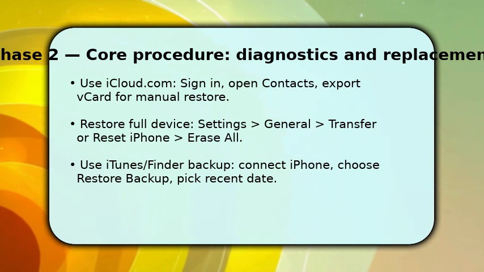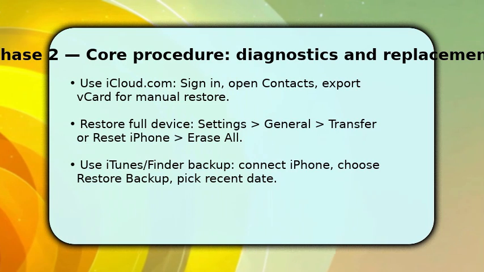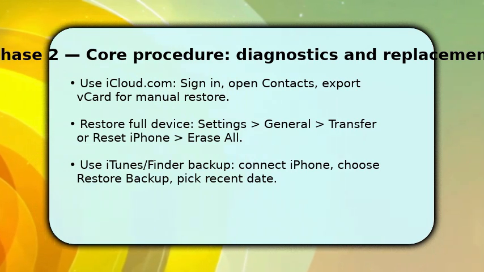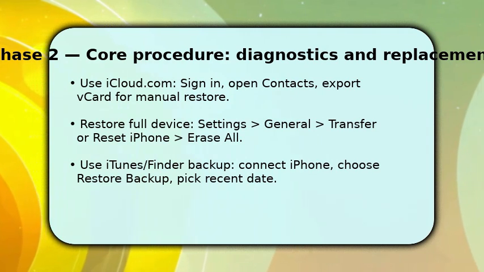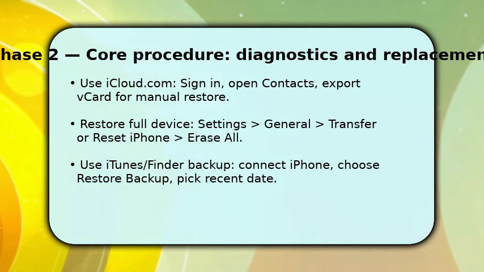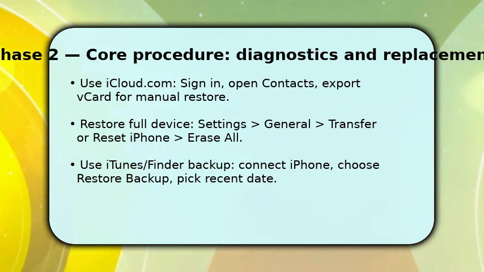For full recovery, you may need to erase and restore. Go to Settings, General, Transfer or Reset iPhone, then erase all content and settings. After the wipe, restore from your iCloud backup during setup. Alternatively, connect to a computer and restore from an iTunes or Finder backup.